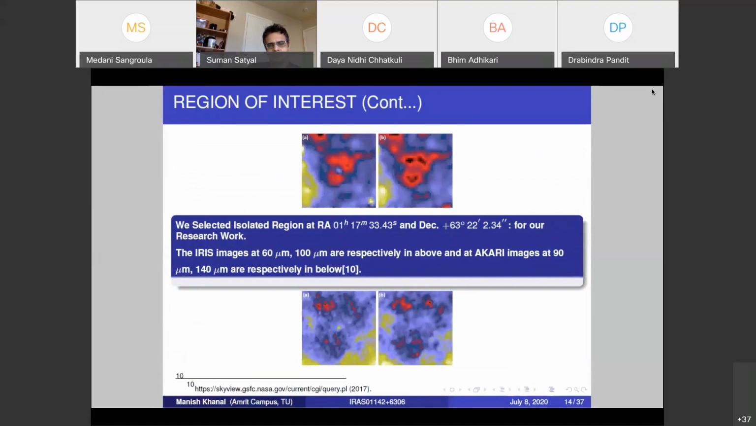The above images are obtained from the IRIS survey and the AKARI survey images are below.